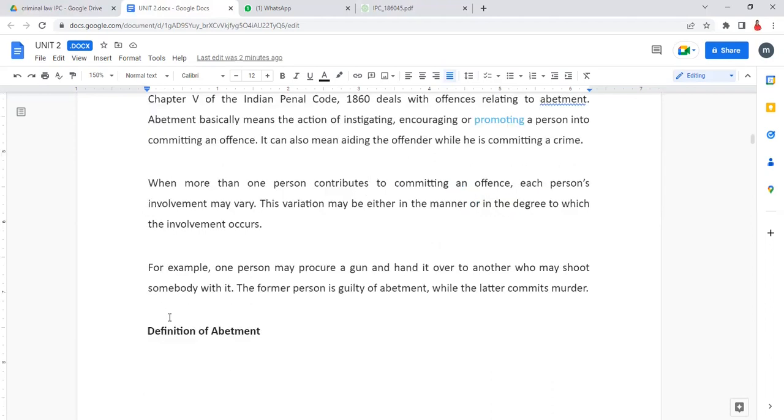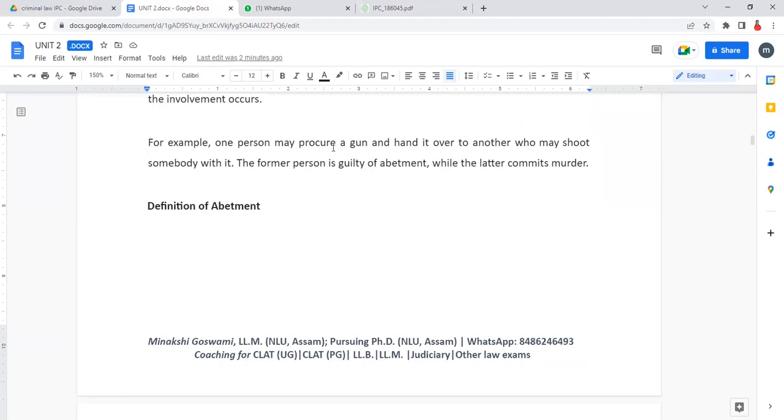and another one would commit the crime. For example, one person may procure a gun and hand it over to another person. This is nothing but providing aid. That other person may shoot somebody with it. So someone has committed the crime with his own hands. His liability would be that of principal in the first degree, but the person who procured the gun, his liability would be that of principal in the second degree. He is guilty of abetment.